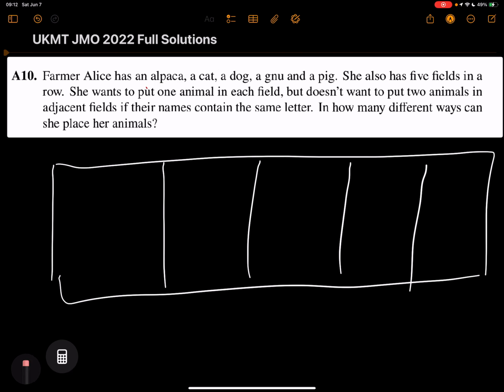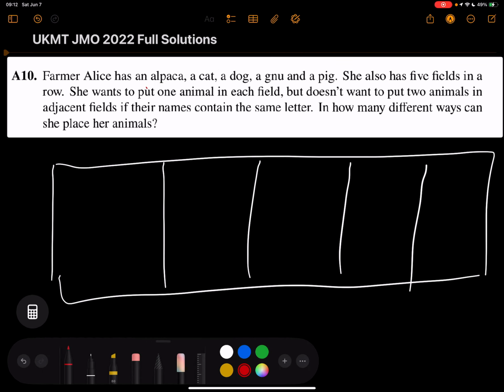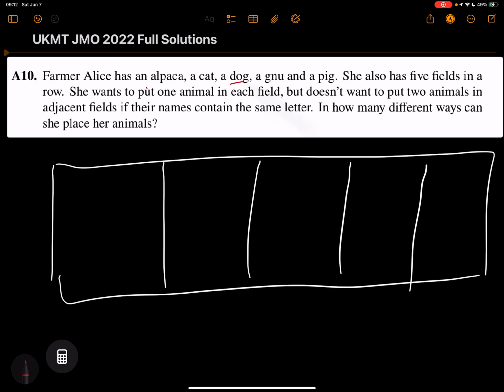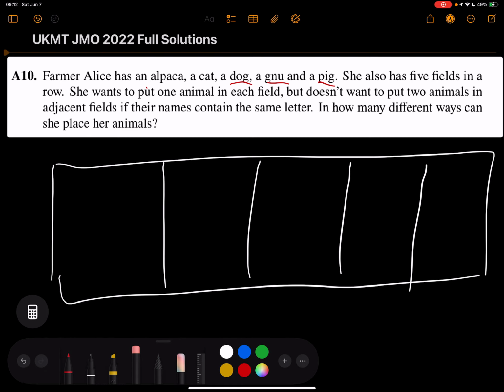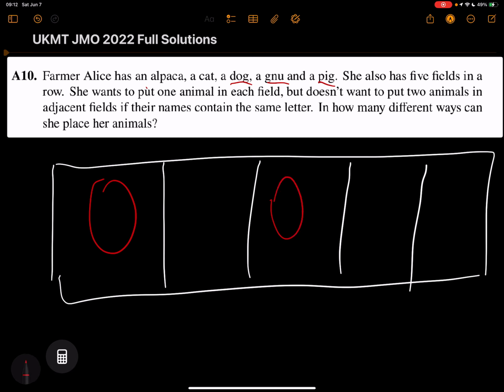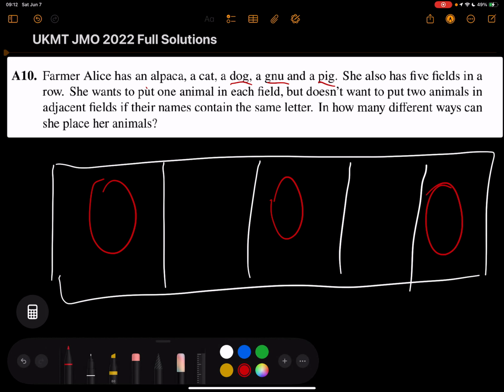We can also observe, and this is the most important bit really, that the dog, the gnu, and the pig all have the letter G. So they cannot be next to each other, so they're gonna go here, here, and here, but not in that specific order. Many ways. Now we know that we can do this.